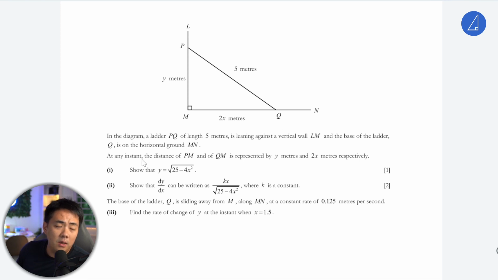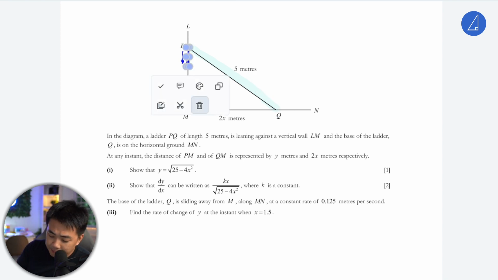So basically this is a fixed length ladder. The assumption is that the length is always fixed. So imagine if the top is falling off, then the ladder is always in constant contact, so it will also slide out at the base. Okay, so that's the idea.